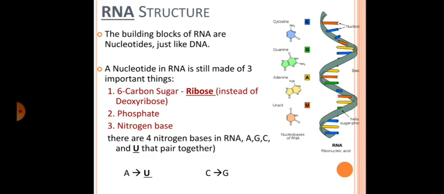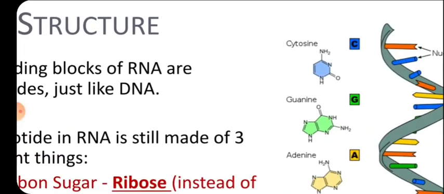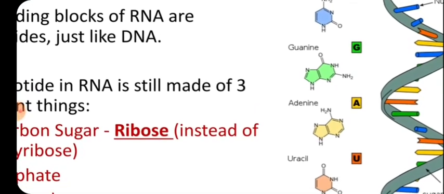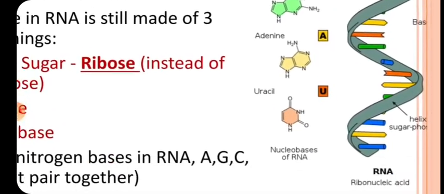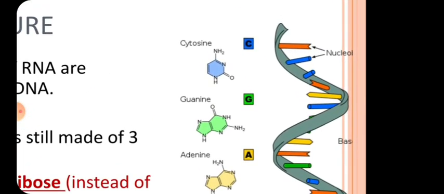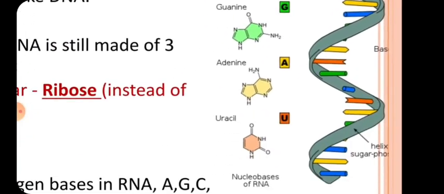A always pairs with U and C always pairs with G. You can see the structure is cytosine single ring, guanine has double ring, adenine double ring, and uracil has got a single ring. Here you can see the single strand of an RNA molecule.